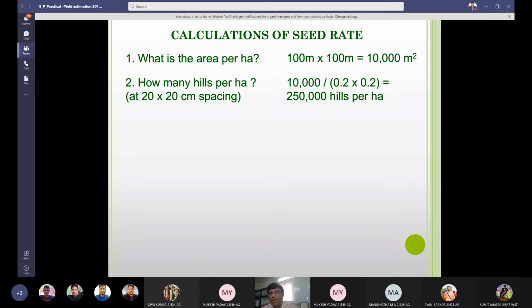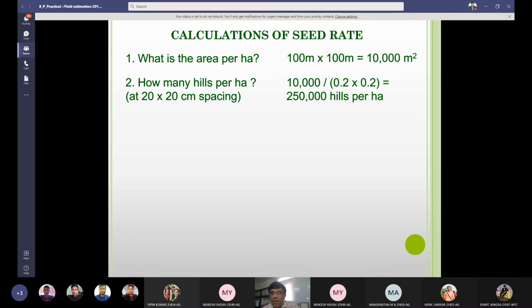So here you take 10,000 meter square divided by plant spacing. Then you can get the number of hills in 1 hectare area. Plant spacing is 20 centimeter, converted to meter it is 0.2 into 0.2 meter square. So 10,000 divided by 0.04, then you get 250,000 hills per hectare. So these many hills are required in 1 hectare area.